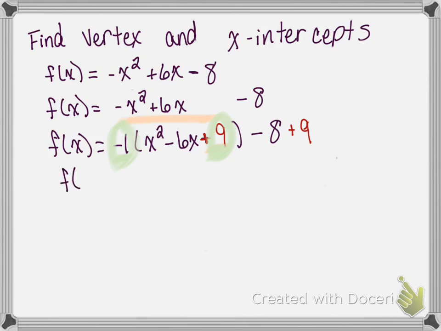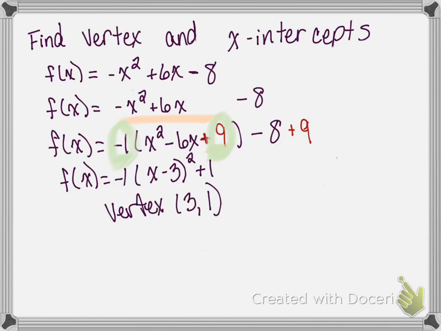So I have f of x. My negative stays on the outside. Now you can leave it negative 1 or you can just put negative. It doesn't matter. This factors to x minus 3 squared, and then I've got plus 1. Okay? So what's my vertex here? It's not negative 3. It's 3 and 1. Just remember your x is opposite. So my vertex is 3, positive 1. It opens down. Does it have a stretching or shrinking factor? No. Okay?